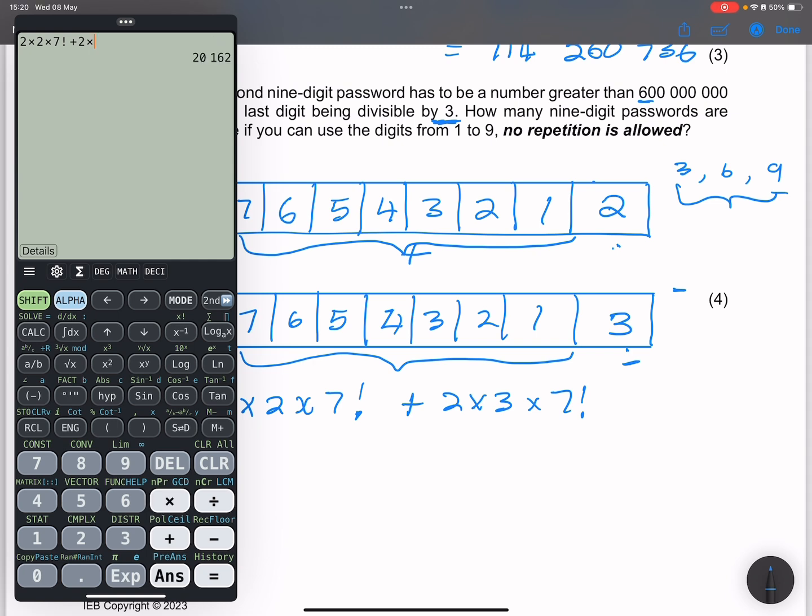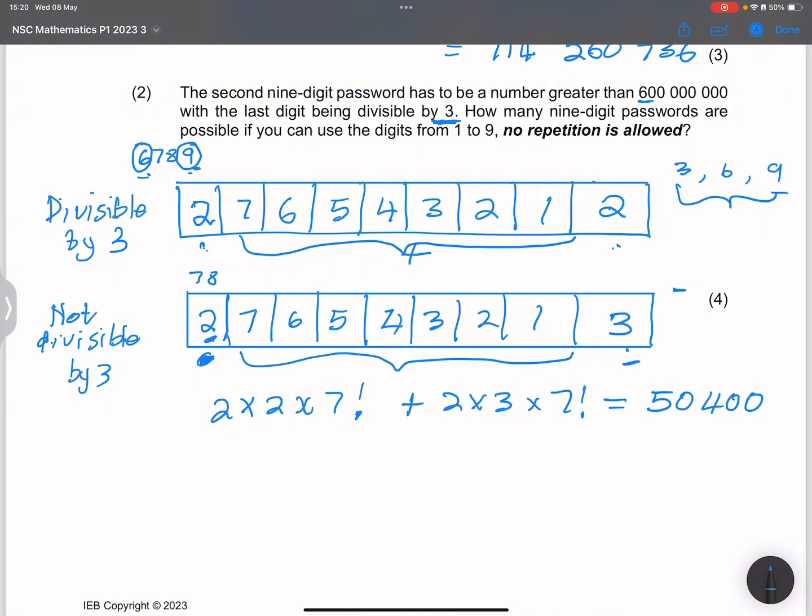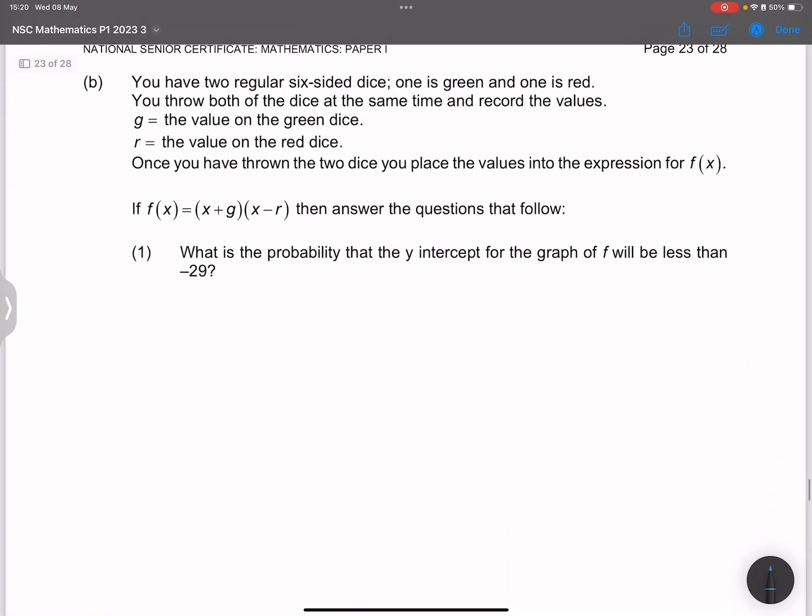So that's 2 times 3 times 7 factorial. And so that gives me a number which is 50,400. Okay, so that's the number of combination 9-digit passwords that are possible, right? That have the last number divisible by 3, and in this case that are greater than 600,000. All right, I hope that makes sense, ladies and gents. Let's move on to the next one.